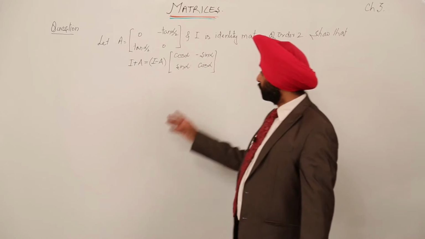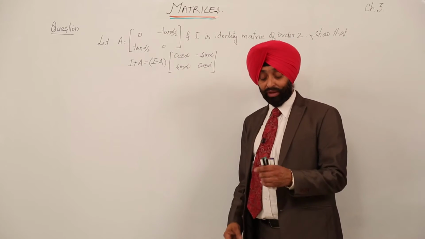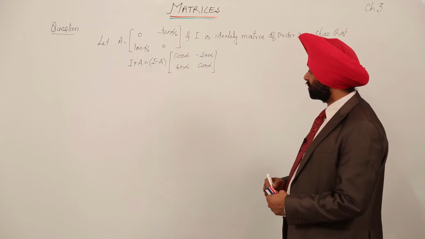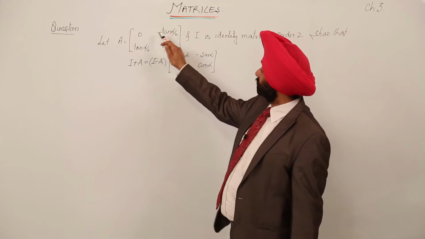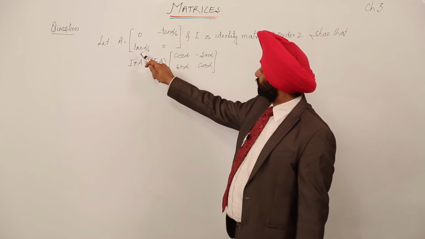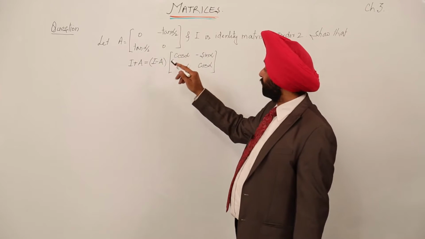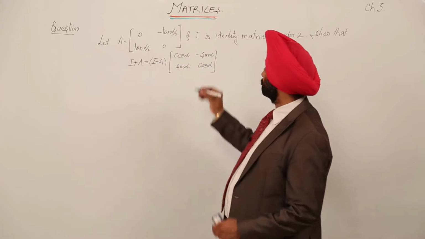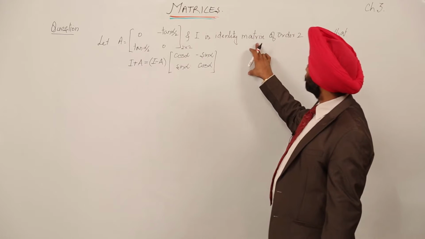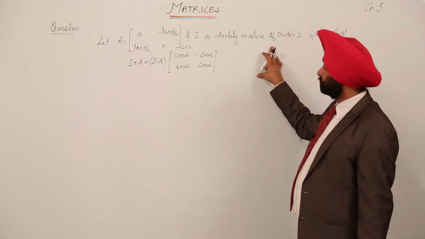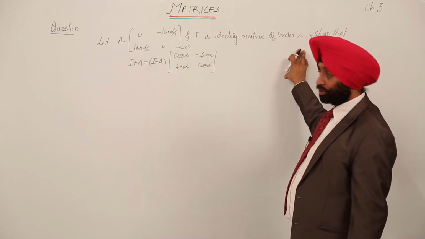Here is a question from your NCERT book, a very important question. The question is, if matrix A is equal to 0, minus tan alpha by 2, tan alpha by 2, and 0, what is the order for this? 2 by 2. Okay, so this is 2 by 2 and I is the identity matrix of order 2.